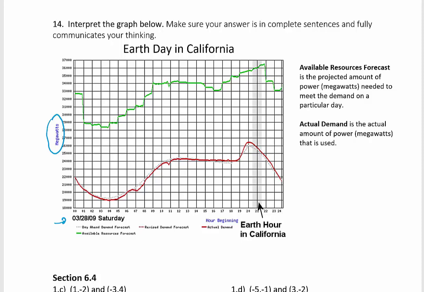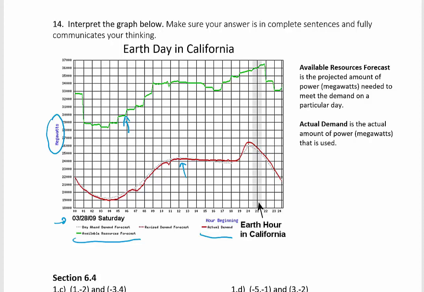So now let's look at our graph data here. So we've got available resources forecast. That's the green graph. So this is what this green graph up there is. That's available resources forecast. And then the red is the actual demand. So we're looking at this graph, Earth Day in California, and what this graph is about is it's about power, the power that's being used in megawatts. And the green is the available resources forecast. The red is the actual demand.